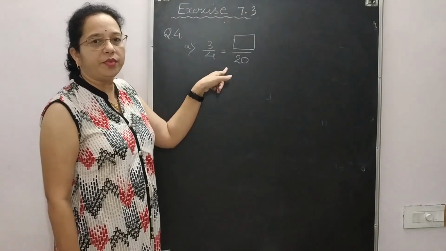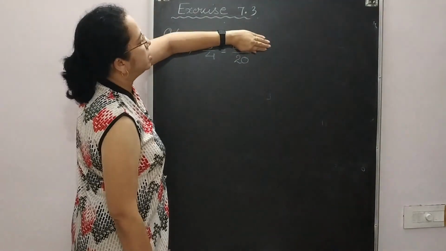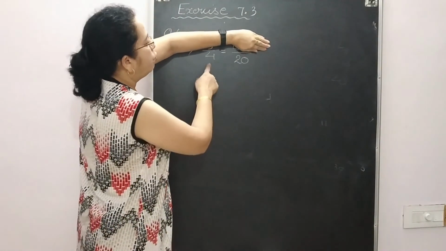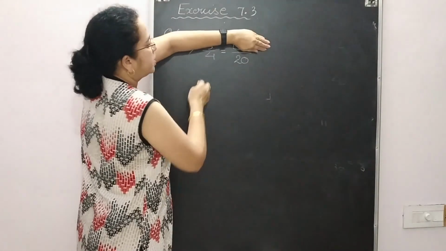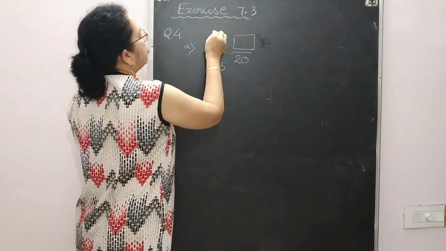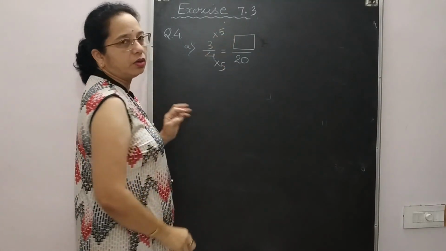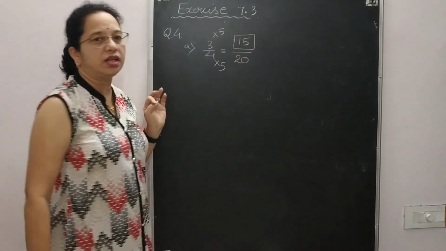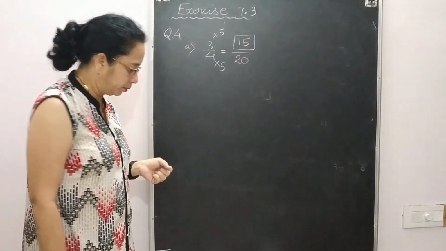Since two denominators are given, this time you will hide this numerator and find out what is the relation between 4 and 20. How will you get 20 from 4? So recite table of 4. 4 5s are 20. So by 5 we will multiply in numerator also. So 3 5s are 15. So the answer is 15 upon 20.